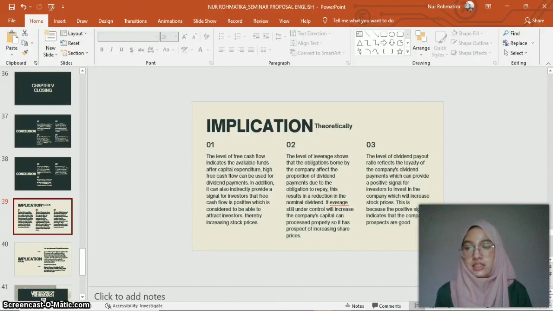And last, the level of dividend payout ratio reflects the loyalty of the company's dividend payment, which can provide a positive signal for the investor. So it can increase the stock price, and this positive signal is because it indicates the company has a good prospect.